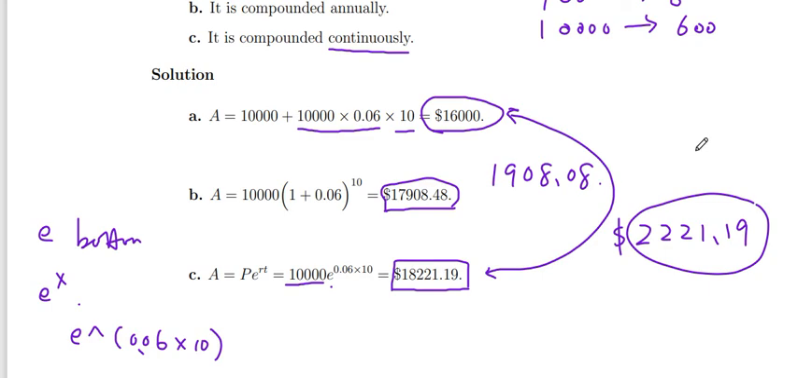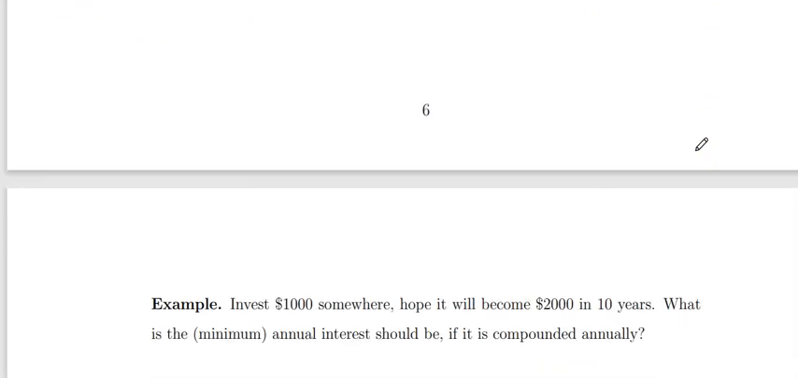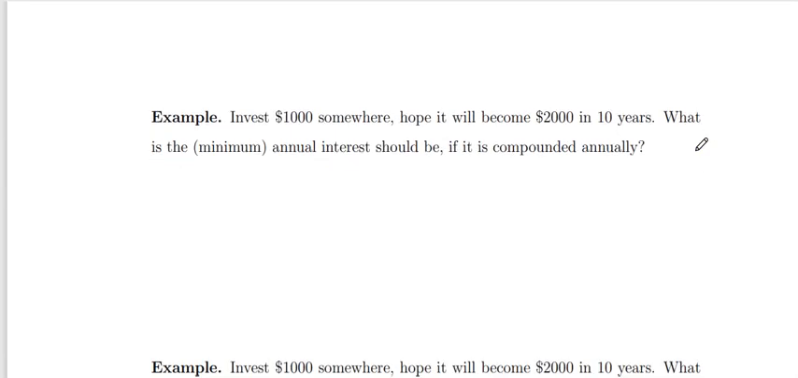Okay. So we can have those kinds of problems. Deposit $1,000.